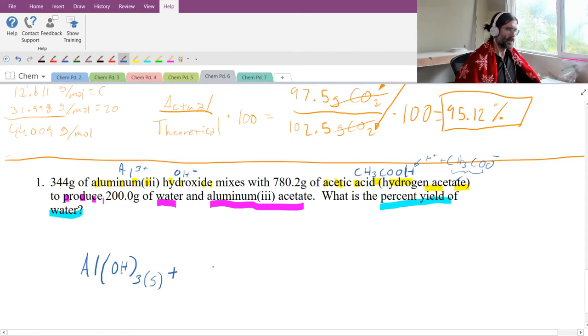CH3COOH. Any idea what kind of reaction this is? By the way, this is a liquid. It's moderately scary. It will catch fire. This is called glacial acetic acid.